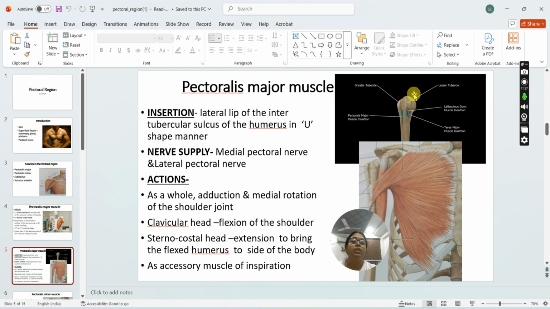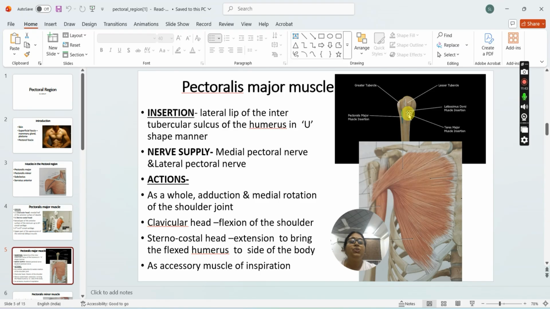In the upper end of the humerus, we have a round head and two elevations: the greater tubercle and the lesser tubercle. In between, there's a groove called the bicipital groove or intertubercular sulcus.